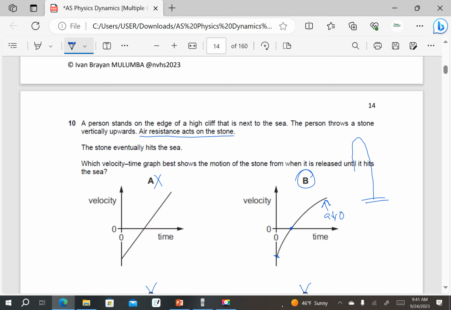Velocities on both sides, meaning there is a change in direction, and the gradient is decreasing, meaning that the acceleration is decreasing. So the answer is B.